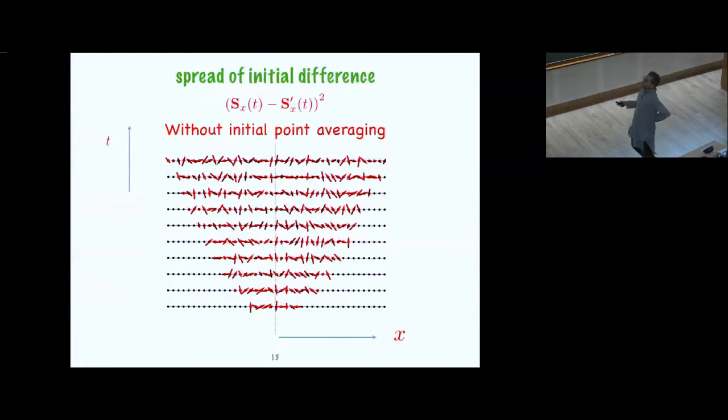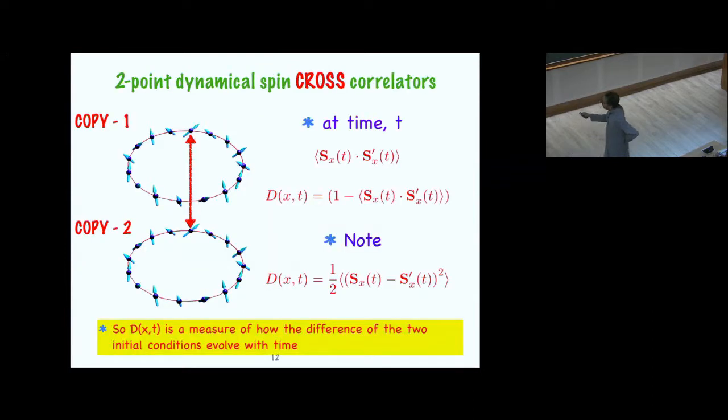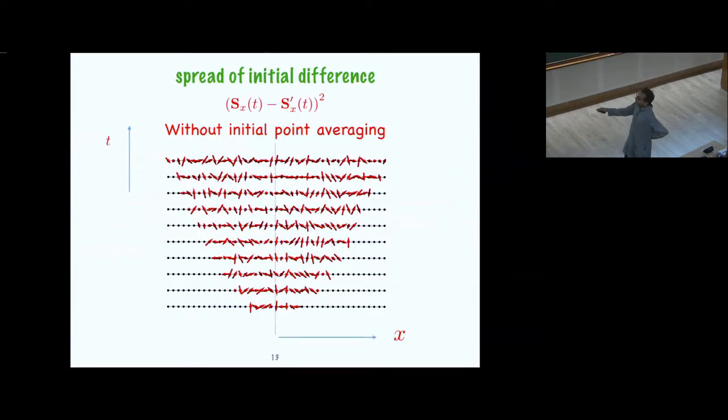Okay. So before looking at D of x and t, let's look at what this does without averaging, for one initial condition. So this is x, and this is t. As I evolve the system, this is the difference, actually without the square, so you can see all the components. This is what it looks like as it evolves with time. You can see that after a point, this is zero within the machine precision, and there is this front which is going out in x.